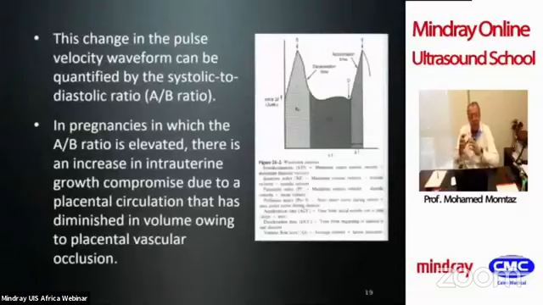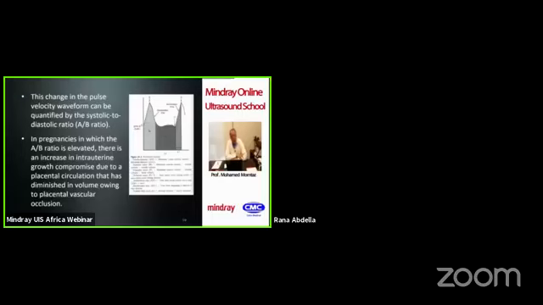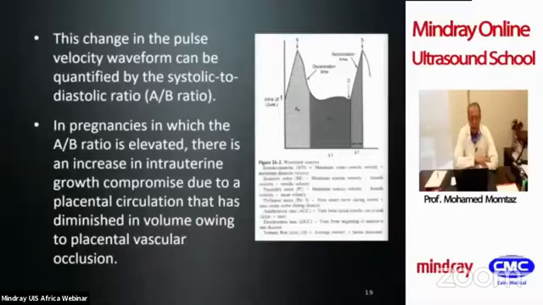This change in the pulse velocity waveform can be quantified or measured in the way that we measure the systole to the diastole. This can be measured as a ratio between the systole and diastole, or as a ratio between systole over systole minus diastole, or as a ratio between systole and the total area under the curve through the whole cardiac cycle. This is the so-called SD ratio, resistance index RI, or pulsatility index PI.